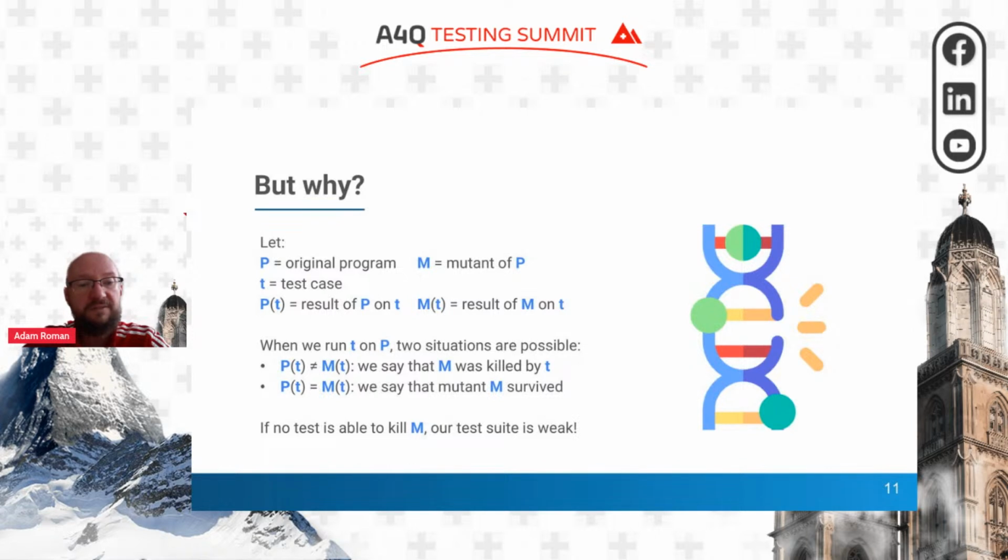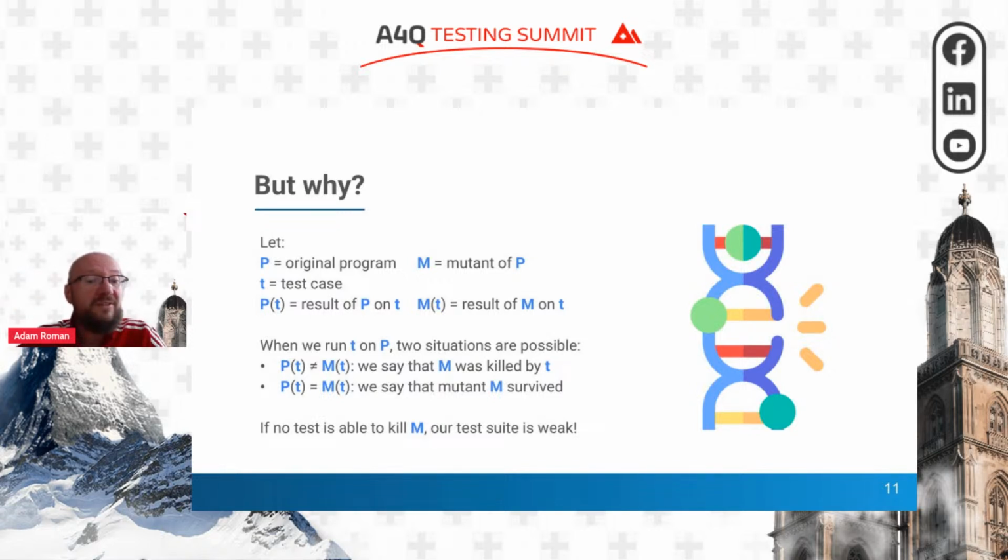If they differ, we say that this mutant was killed by our test case, because our test case detected something wrong. The expected result should be P of T, but the actual result of this mutant is M of T. It's different. We detected that something is wrong. So we killed this mutant. Our tests were able to detect it.